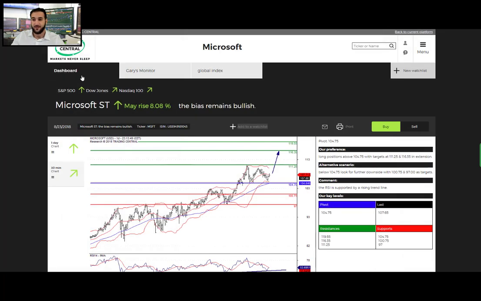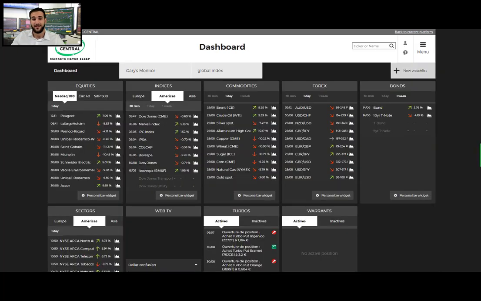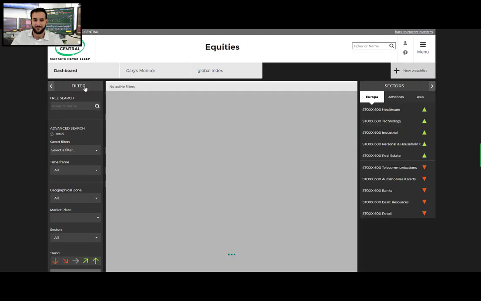Now let's go back to the dashboard here. So we established how to keep track of our positions with the widgets. Now imagine you don't know what to buy, but you want to follow the overall trend. Now, let's look at how to discover new trading opportunities with our scanner. So we're going to click on the Equities tab here.